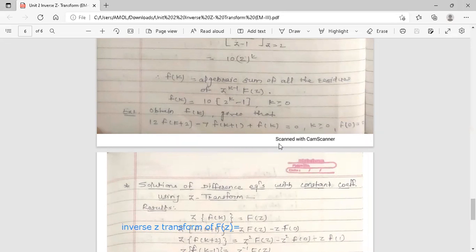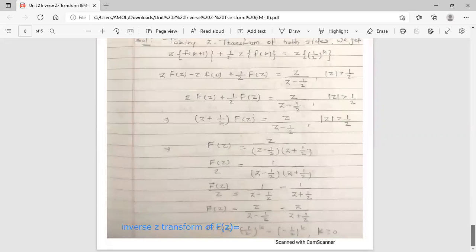You try to solve. First, you take the Z transform on both sides, and then after finding f of z, you again apply the inverse Z transform on both sides, and then you will get the sequence. So in a difference equation, we use both transforms: first the Z transform and then the inverse Z transform, to find the sequence. So all the topics of the transform are over here, and the second unit is also over here.